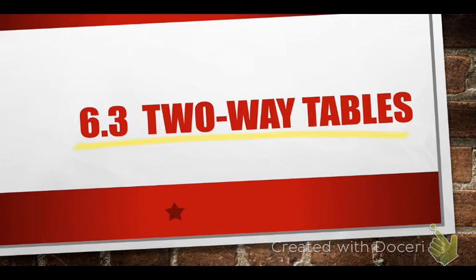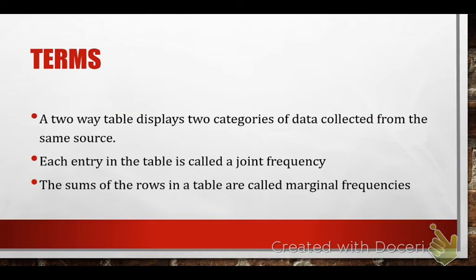Well, two-way tables is another way to draw comparisons between categories of data, okay? So it displays two categories of data collected from the same source. And in today's lesson, it'll be the same survey. All right, so each entry, each tally mark in a table is called a joint frequency. Then the sums of those rows in the table are called marginal frequencies. All right, so get those filled in. You guys have them marked down?